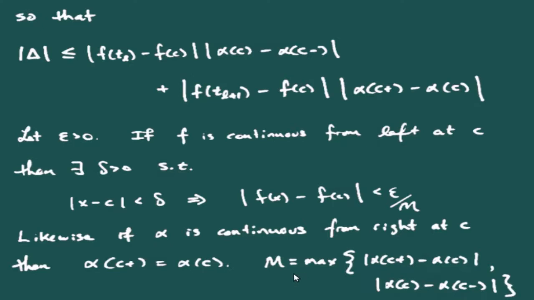And now what was that m? That m was going to be the maximum of the limit as alpha approaches c from the right minus alpha of c, and alpha of c minus the limit as alpha approaches c from the left. So m is going to be the maximum of those two differences that we have in our alphas in our expression for delta.